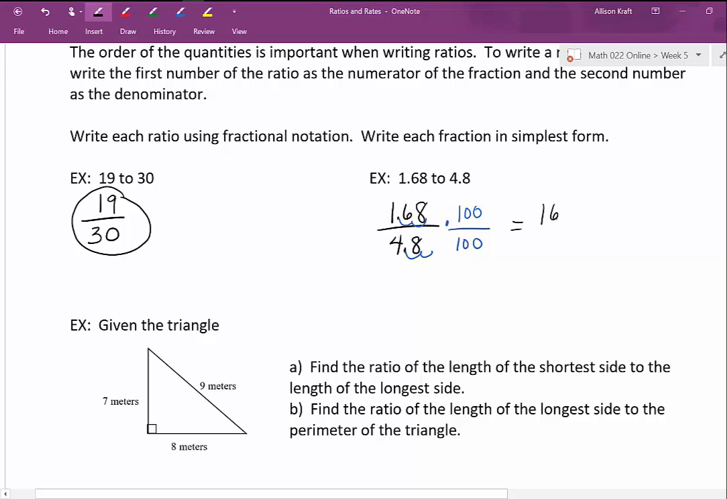This gives us 168 over 480. And then we want to simplify that fraction. This fraction is divisible, the numerator and the denominator, by 24. When we simplify, we end up with a simplified ratio of 7/20.